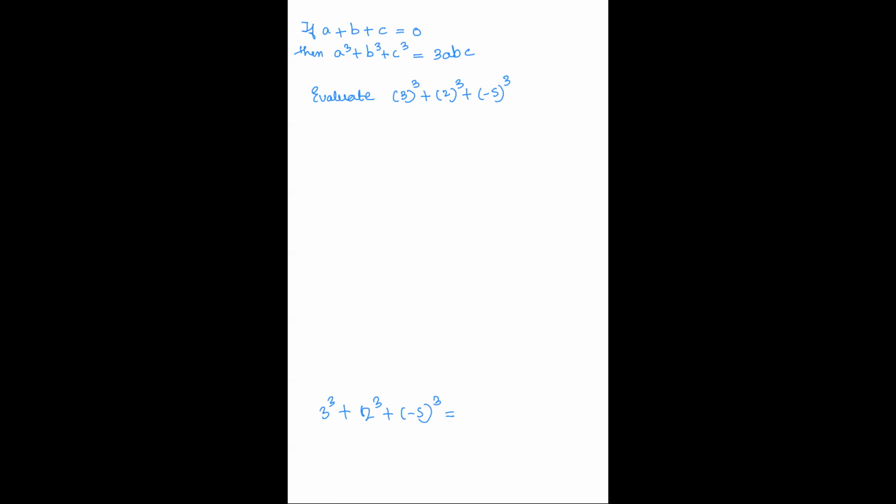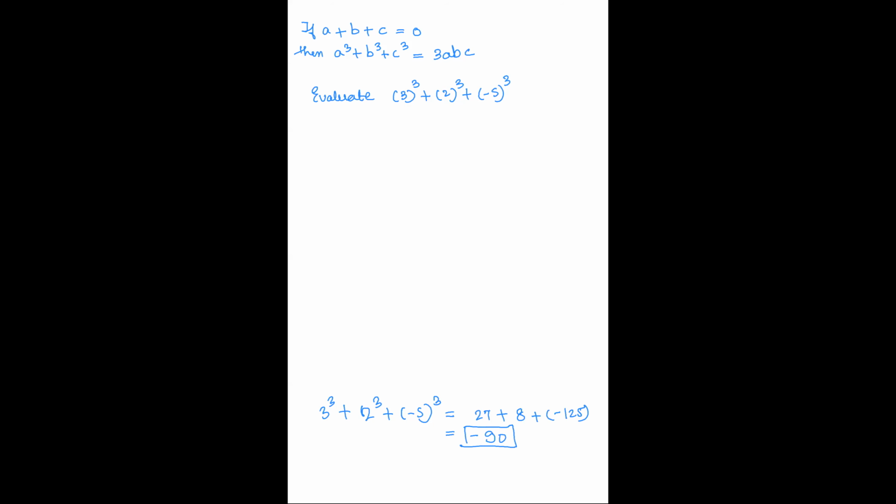So 3 cube, that is 3 into 3 into 3, which equals 27, plus 2 cube, which will be 8, plus minus 5 cube, the answer will also come negative, that is minus 125. So what do we have? We have 27 plus 8 minus 125, and we get minus 90. Very good. Minus 90. So we have kept this working aside.